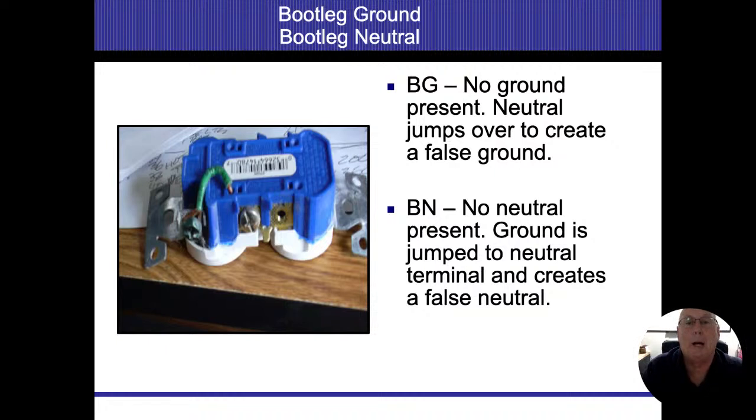Sometimes we're going to run into houses where they're older homes and they didn't have grounding systems in there. The old outlets were 2-prong outlets that came in there.